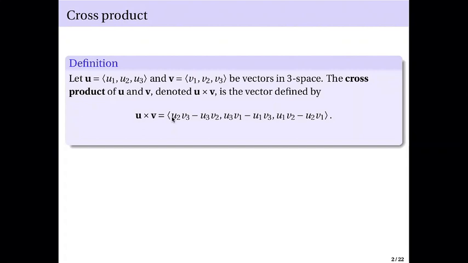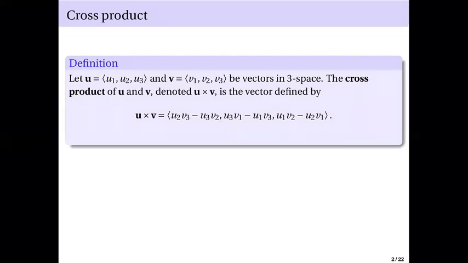So u cross v is the vector whose first component is equal to u2 times v3 minus u3 times v2. The second component is u3 times v1 minus u1 times v3. And the third component is u1 times v2 minus u2 times v1. Okay, so I know this definition may be difficult to memorize.